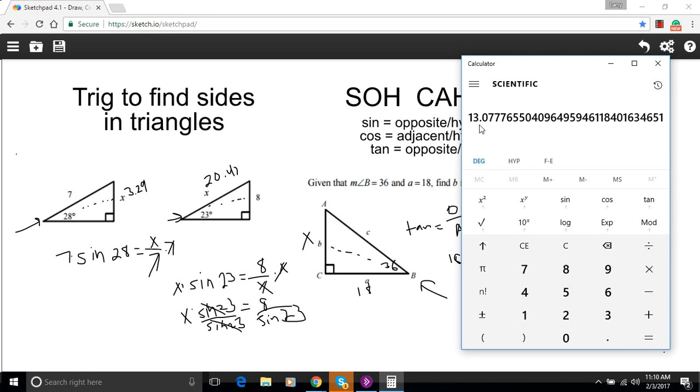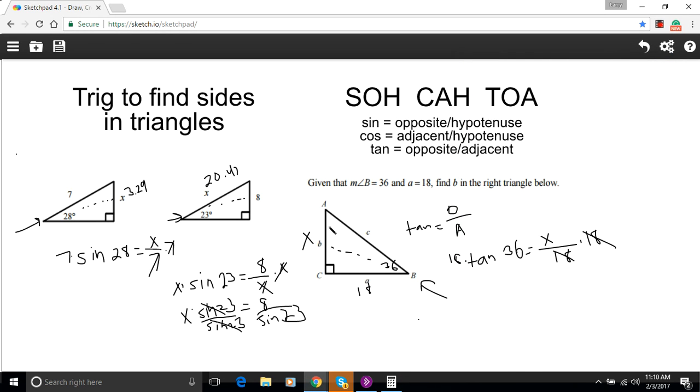And we get 13.08, I guess. So this side is 13.08. And that looks reasonable too. If this side is 18, that side could be 13.